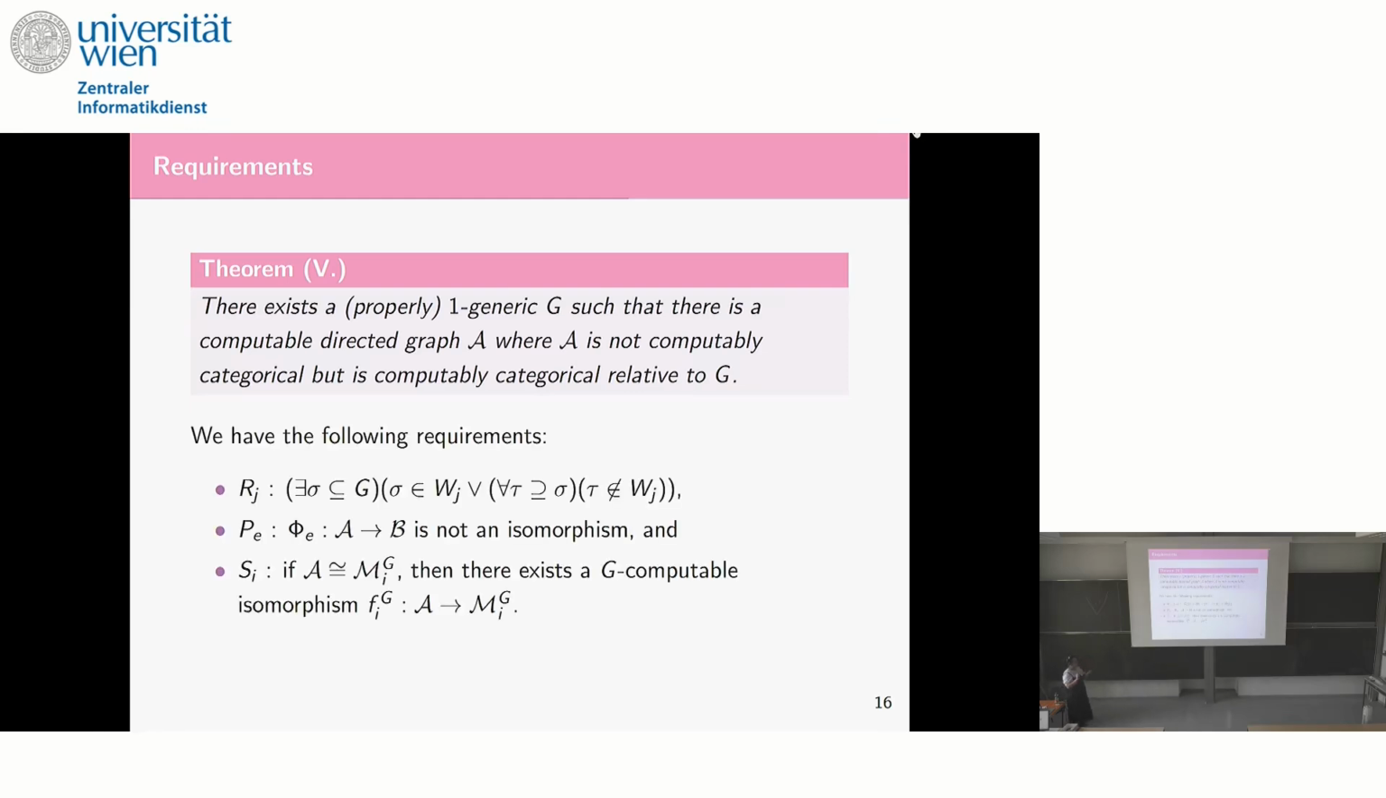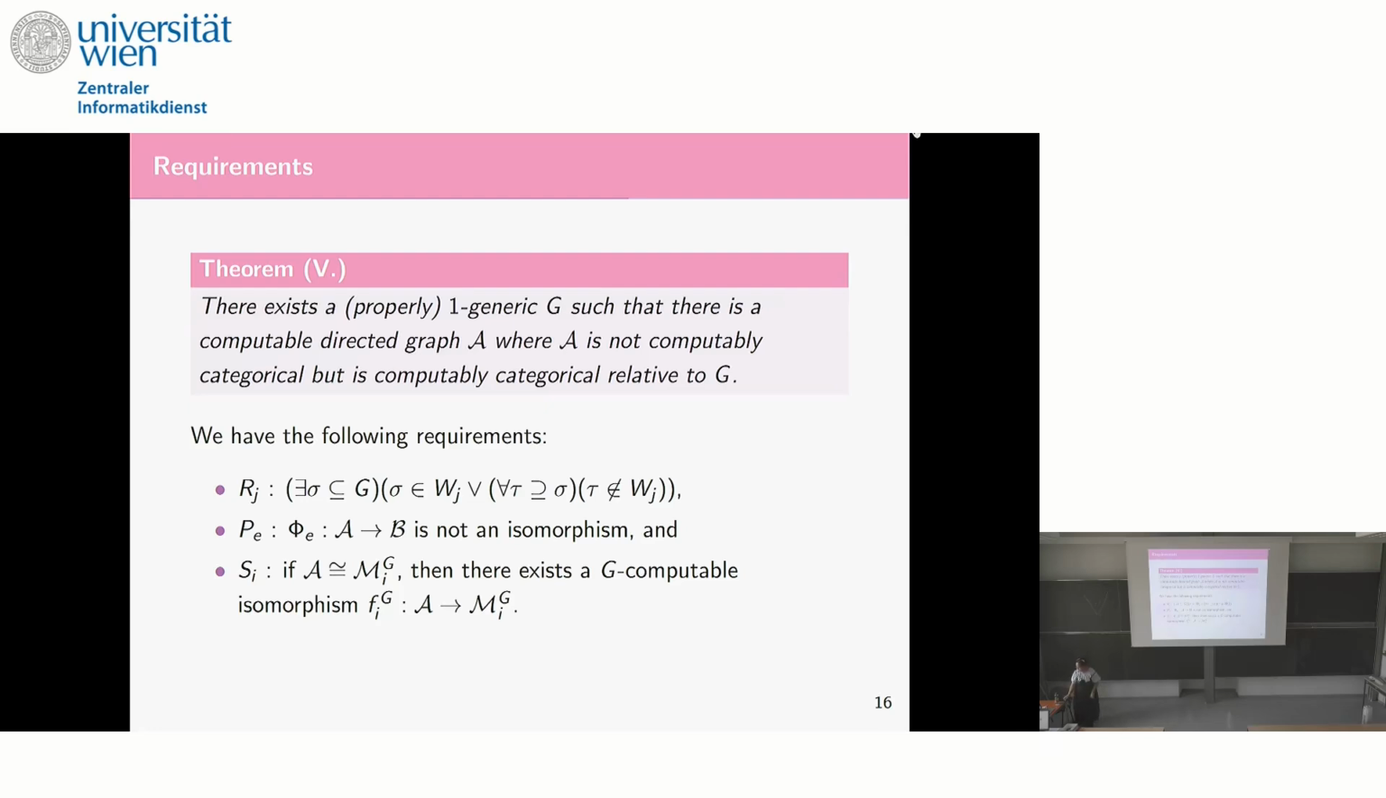I'm not going to make this a secret. It's a priority construction with infinite injury with these three types of requirements. The first requirement is just your typical, I want to make a one generic G. So there exists some initial segment sigma of G such that sigma meets the jth CE set W_j, or any extension of sigma avoids W_j. I'm not going to focus at all on the strategies for that one. It's just a typical strategy.